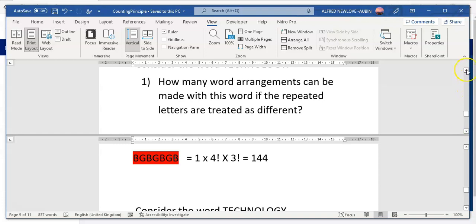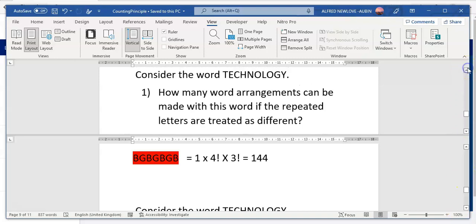Which letters are we talking about? Technology, né? So let me just copy this technology and put it here.